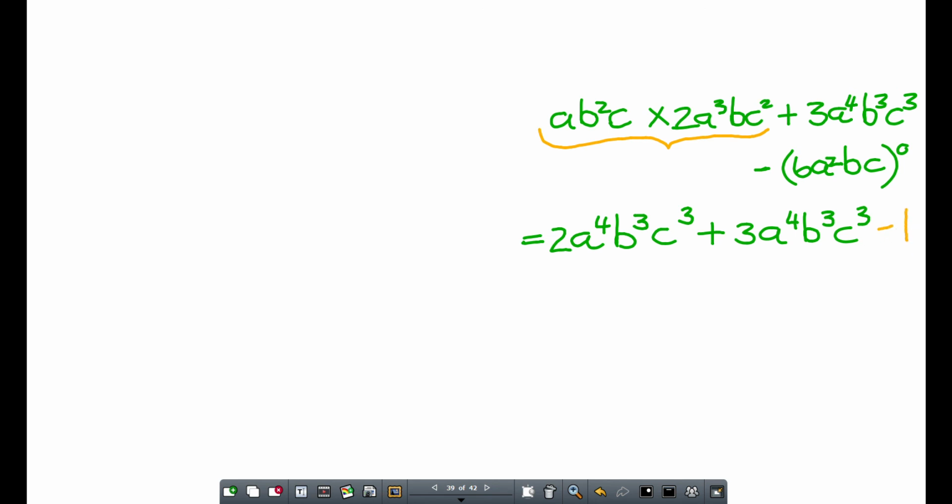Okay. Now, can you see that these first two have exactly the same unknowns? So they are like terms. Okay, so my answer there will be 5, a to the power 4, b to the power 3, c to the power 3, and then minus 1. That's the answer. Then I can't go further than that because there's no like terms. I couldn't subtract, nothing. Okay.